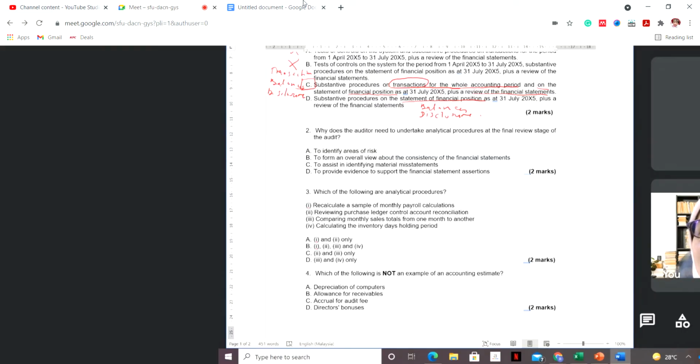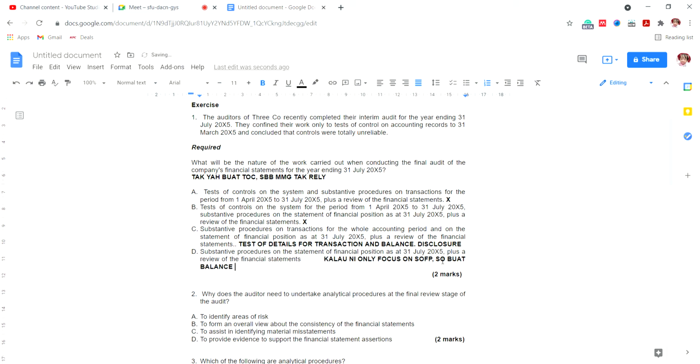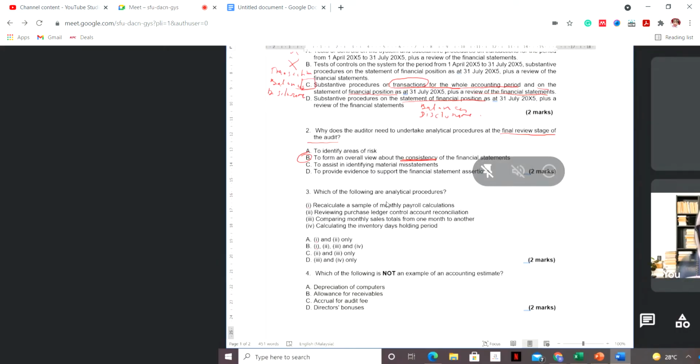Why does the auditor need to undertake analytical procedure at the final review stage of the audit? So the question is why, on the final review? To form an overall view of consistency of the financial statement. Okay, consistency of the financial statement. Consistency ni macam mana you explain? What is the meaning of consistency there? Sebab kita nak tahu dia punya konsisten dengan auditor knowledge of the business kan.